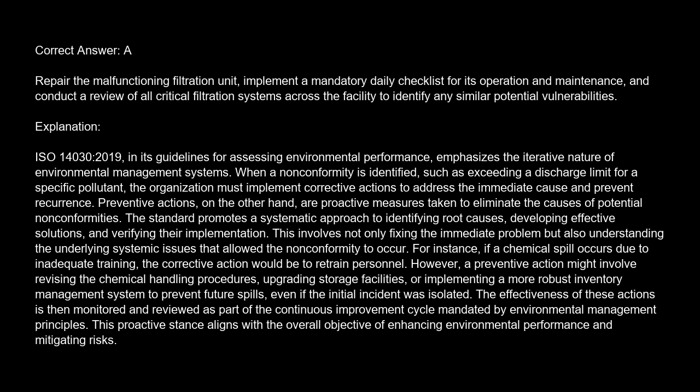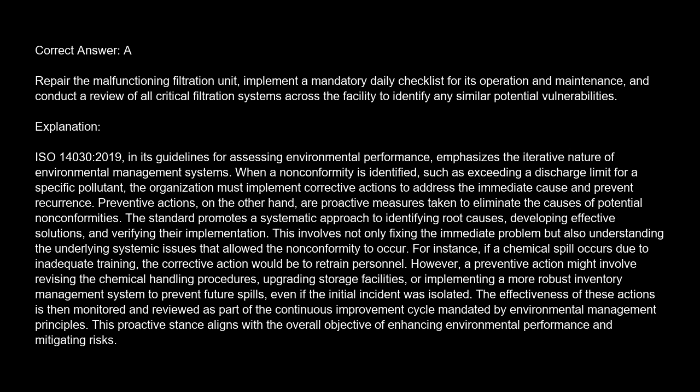Explanation: ISO 14030:2019, in its guidelines for assessing environmental performance, emphasizes the iterative nature of environmental management systems. When a nonconformity is identified, such as exceeding a discharge limit for a specific pollutant, the organization must implement corrective actions to address the immediate cause and prevent recurrence. Preventive actions, on the other hand, are proactive measures taken to eliminate the causes of potential nonconformities. The standard promotes a systematic approach to identifying root causes, developing effective solutions, and verifying their implementation.